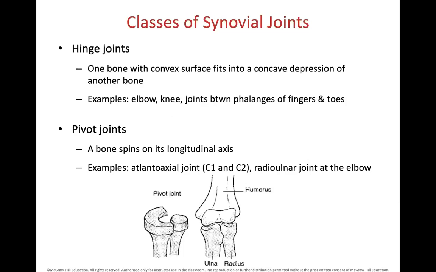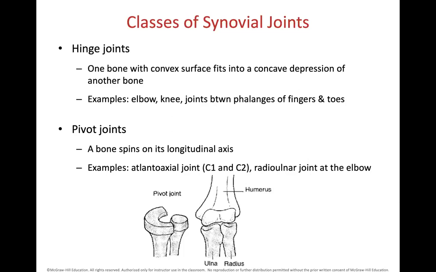And a pivot joint is going to allow for a very different type of motion from the others that we've talked about. It's going to allow for longitudinal rotation on an axis. So your head rotating on the spine is a good example of a pivot joint. That's where your atlas and your axis come together, the atlantoaxial joint between C1 and C2. The bone will just rotate around the central axis or fulcrum, if you want to think of it that way. The radio-ulnar joint is another example.